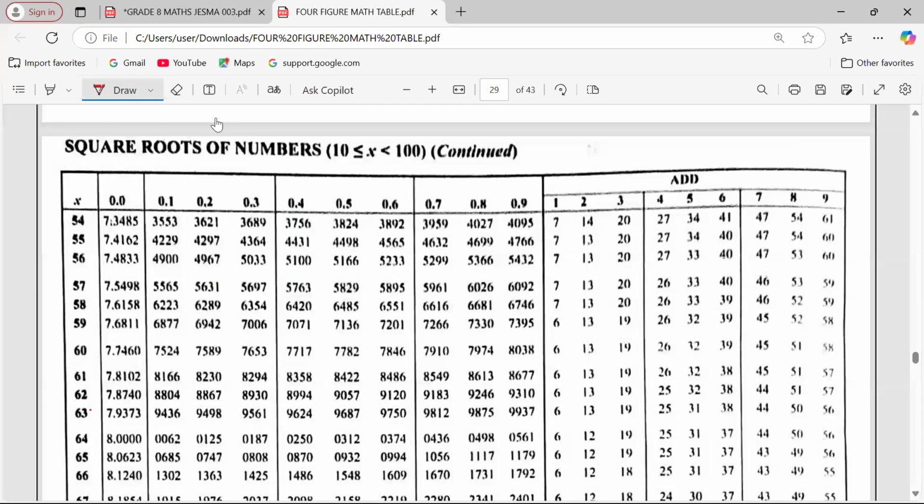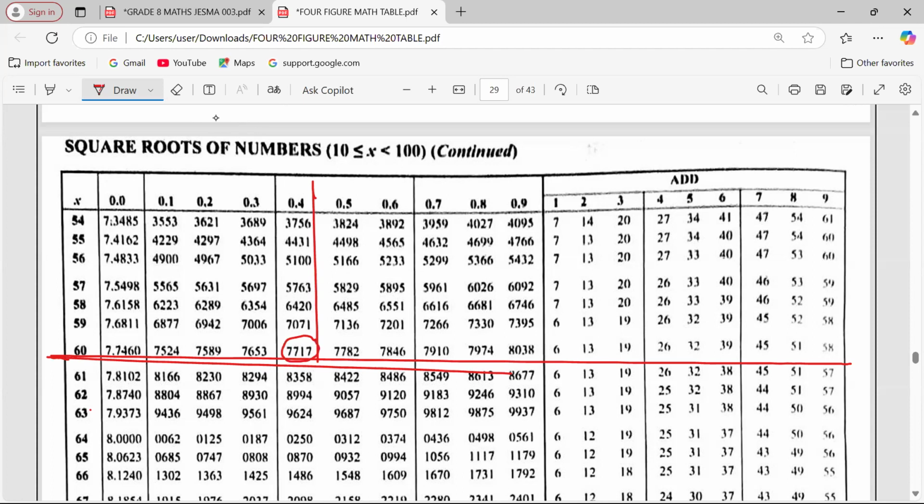60.4, this is the column. That is the column that we'll be dealing with. 60.4. So we go where 4 is. Here it is. So we read the value here. Then we remember that here, on this column, we have started with a 7 point. So we start with 7.7717.